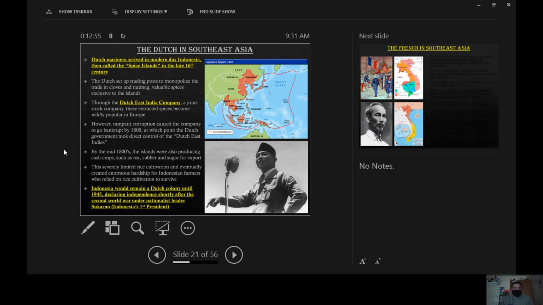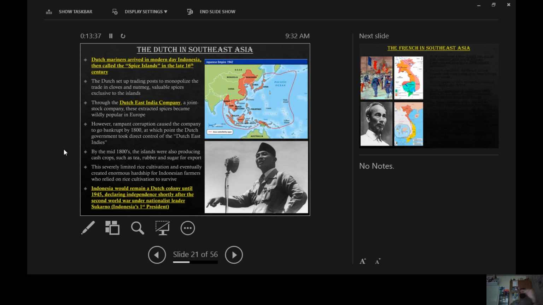By the mid-1800s, the islands were also producing cash crops, such as tea, rubber, and sugar for export. This severely limited rice cultivation and eventually created enormous hardship for Indonesian farmers who relied on rice cultivation to survive. It's kind of what we talked about yesterday. These colonizing countries, in this case European countries, went to territories, looked at the resources there, looked at the farmland, and looked for any way that they could make money. Well, you're in a tropical climate. Okay, what can we grow here? Sugar. Sugar's always very valuable. Tea, good cash crop, amongst others.